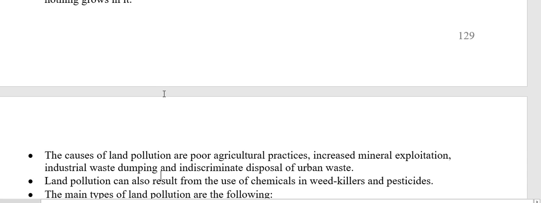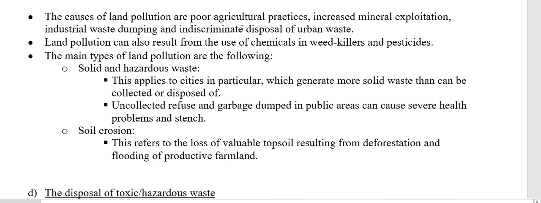Okay, now the causes of land pollution, okay, poor agricultural practices, okay, we'll talk about that more. Increased mineral exploitation, mining creates a lot of chemical waste that needs to be disposed of. Industrial waste dumping, again, industries, businesses that dump their waste somewhere. Okay, if they don't dump it in a river, they dump it in the land somewhere. And then indiscriminate disposal of urban waste. Now, when people randomly just dump their household waste in an open field somewhere, instead of going to the municipal landfill, where they actually control the disposal of the waste.